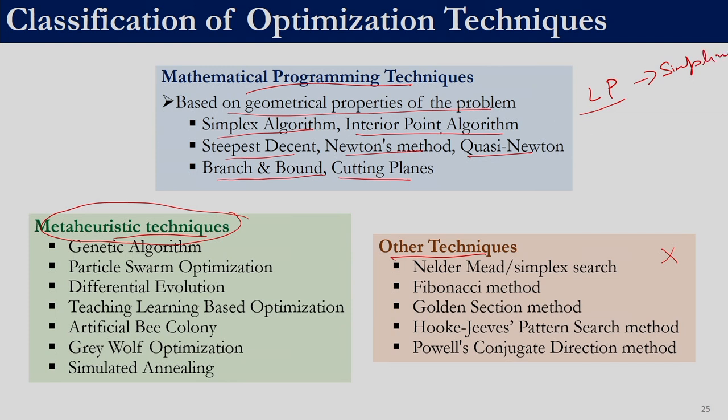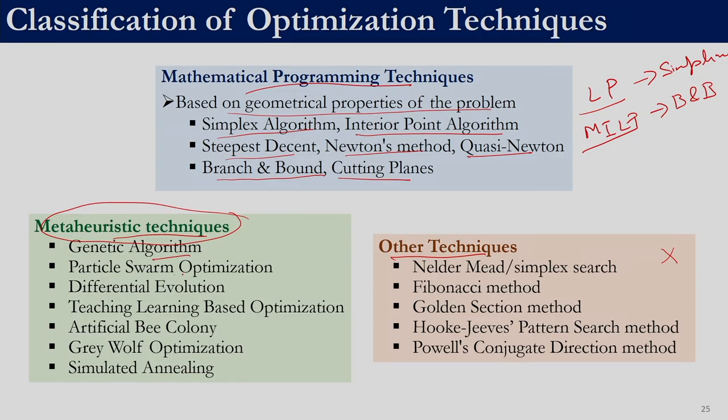And for mixed integer linear programming, we'll be looking into branch and bound. There are various other mathematical programming techniques for nonlinear programming and mixed integer nonlinear programming, which we would not be covering in this course, right? From the perspective of metaheuristic techniques, so these are nature-inspired techniques, right? So we'll be looking into genetic algorithm, particle swarm optimization, differential evolution, teaching learning-based optimization, artificial bee colony optimization. We'll be looking into these five techniques.